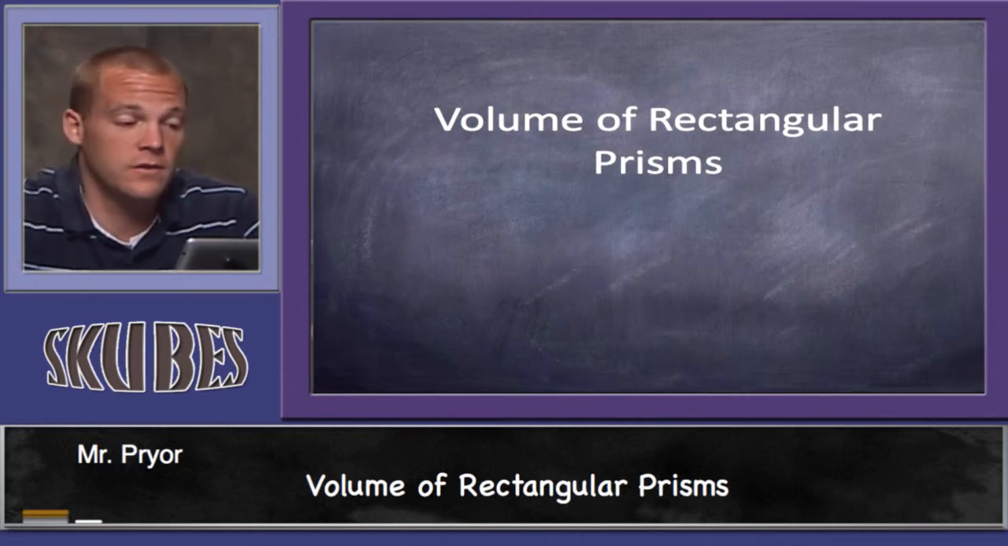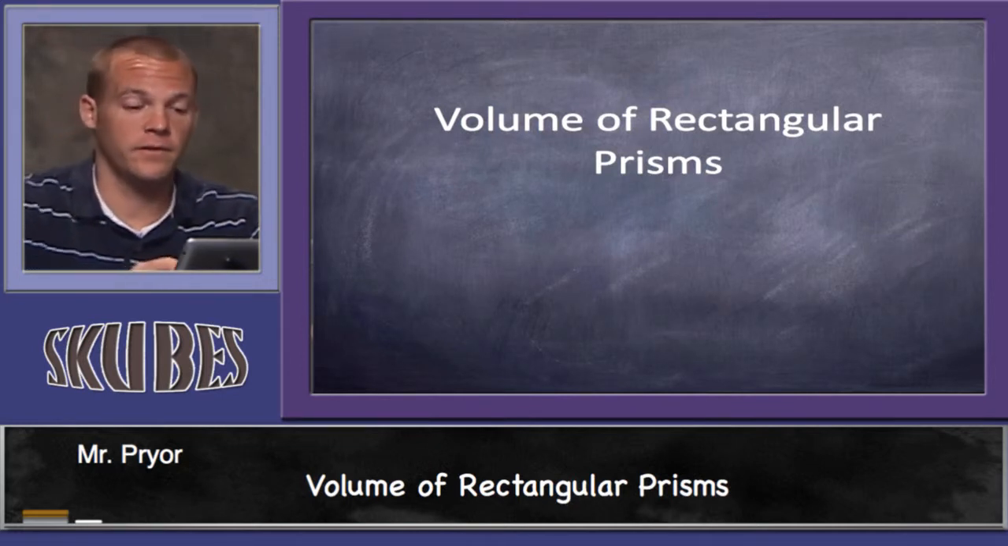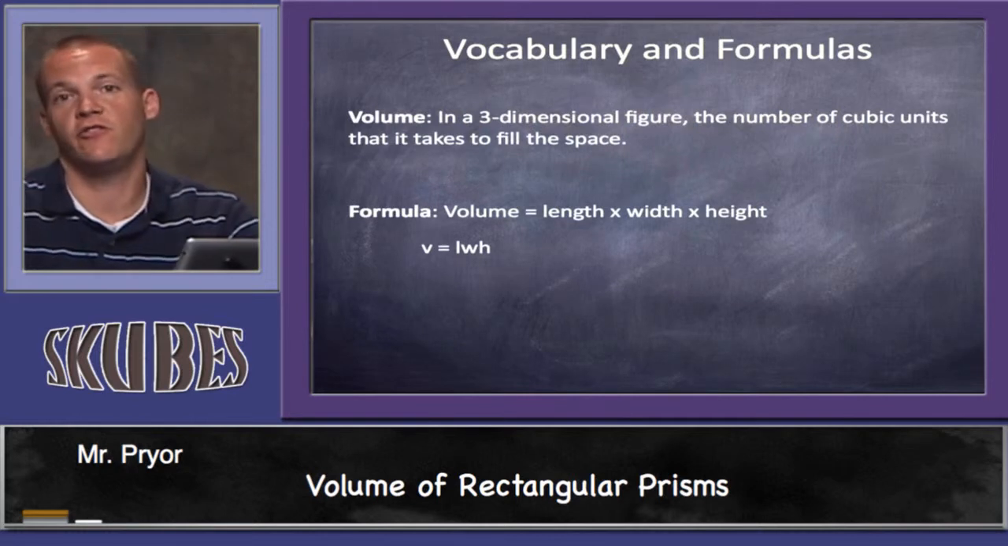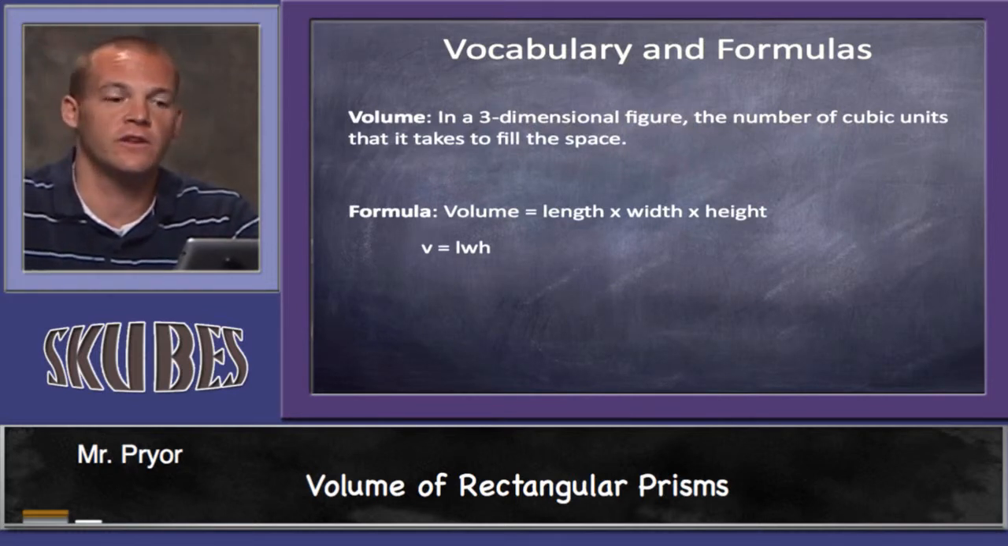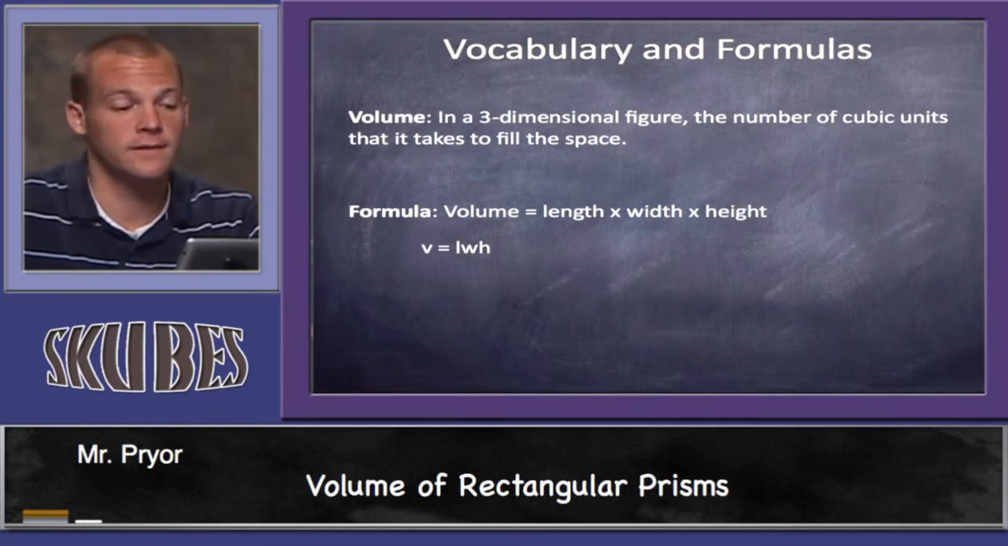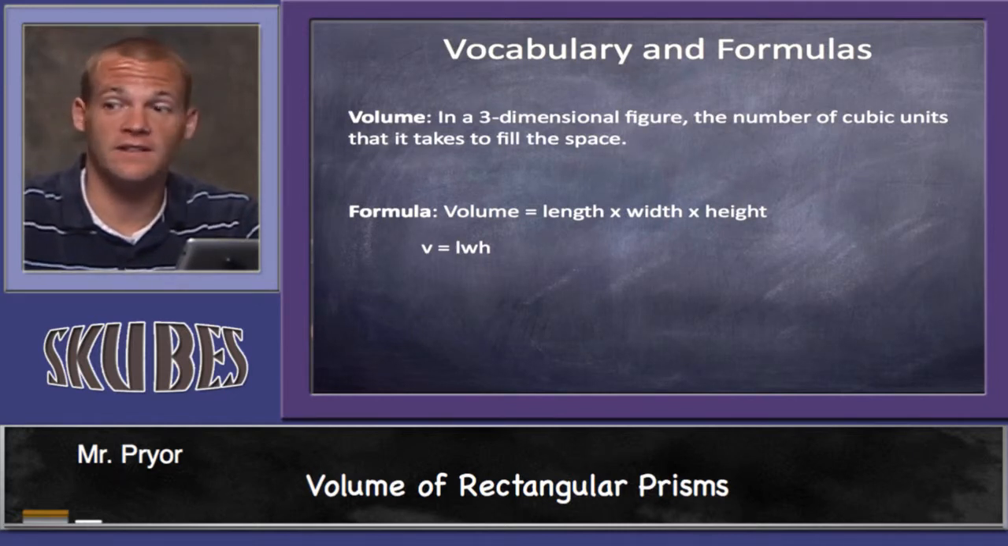I'm going to be talking to you about how to find the volume of a rectangular prism. First of all, let's talk about what volume is. Volume is simply finding how much the space of a three-dimensional figure can hold. So in this case, we usually talk about it in number of cubic units. Today we're going to be talking about rectangular prisms.